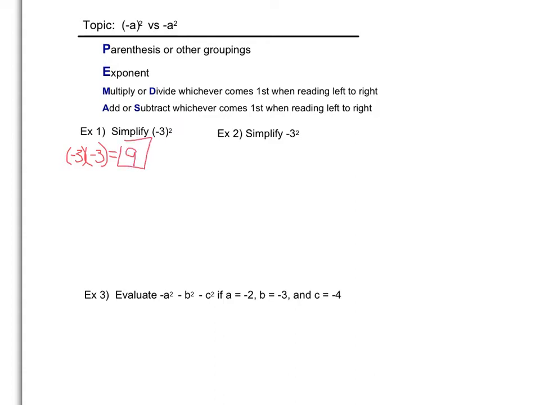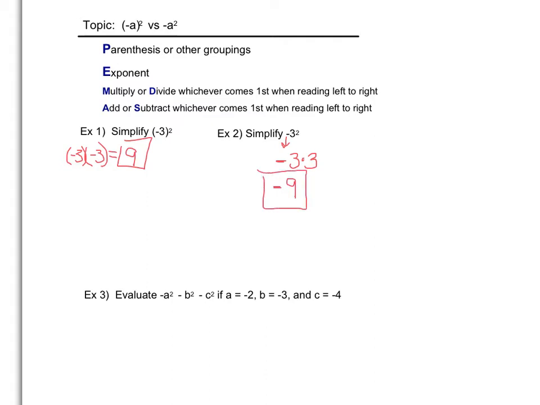In example 2, where I don't have the parentheses, the square only belongs to the 3. It doesn't belong to the negative or the minus sign. So when I square this, I'm only going to square the 3. I'm going to do the exponent before I worry about that negative or that minus subtract sign. So squaring just the 3, the negative sign drops down, and I get 3 times 3. Well, 3 times 3 is 9, still dropping the negative down. I now get an answer of negative 9.